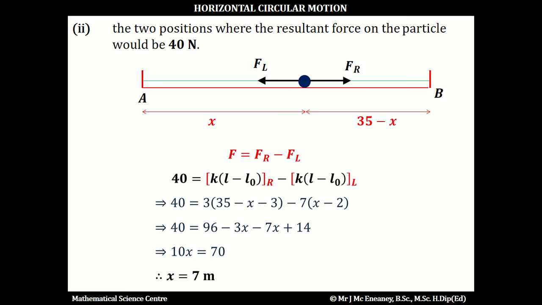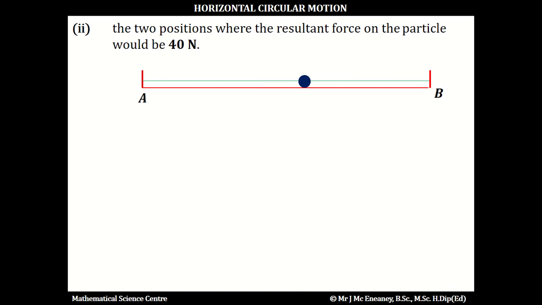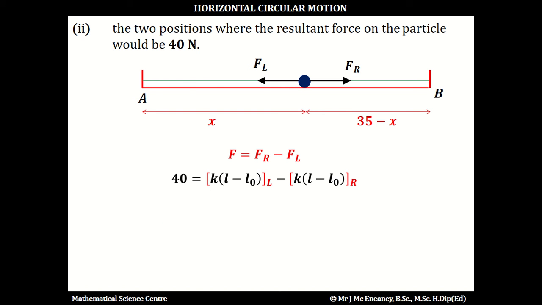Now, alternatively, another possible position would be when the force to the left minus the force to the right is 40. So here, 40 is going to be K on L minus L0 to the left minus K on L minus L0 to the right. And the K value to the left is 7. The length of the elastic on the left is x minus its natural length, which is 2. And then if we subtract the K value on the right is 3. The length of the elastic on the right is 35 minus x. And again, if we subtract its natural length, which is 3.